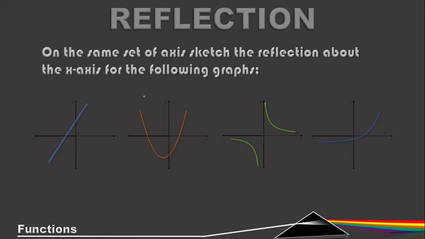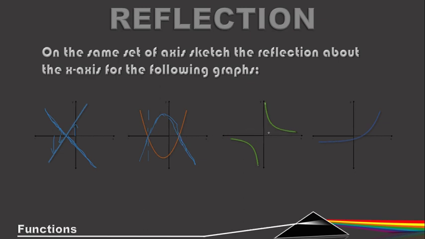Alright, so now on the same set of axes, sketch the reflection about the x-axis for the following graph. Reflecting it about the x-axis, whatever happens on this side of the x-axis needs to happen on the other side as well. If it goes up here, it goes down here. So this is the reflection about the x-axis. And then for the parabola, it would simply look like this. If you get confused with this, just take it one part at a time, reflecting this part, then this part, and then finally this part.